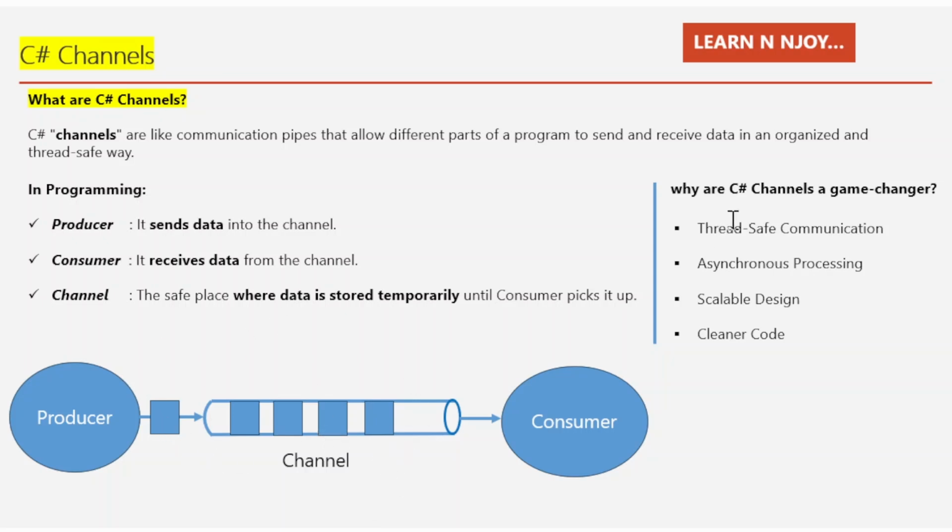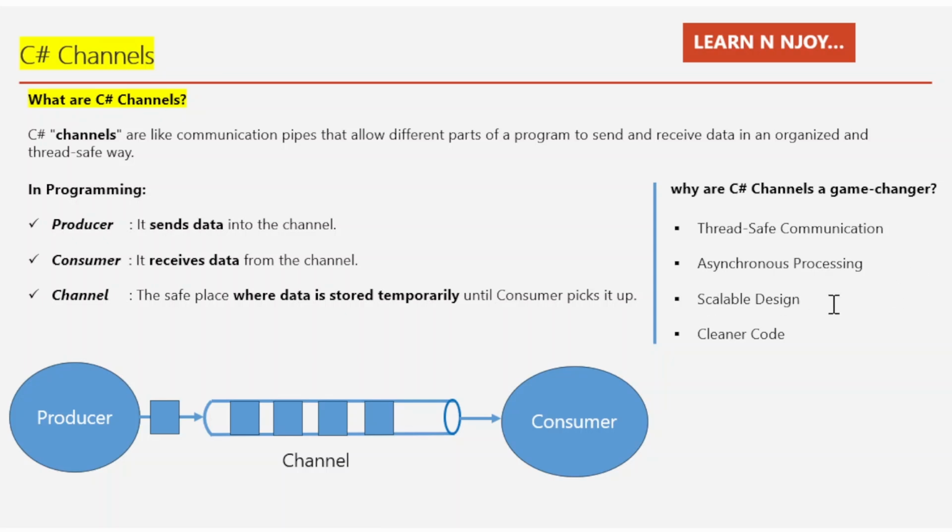Okay, so now let's discuss why C# channels are a game changer. There are various reasons behind it. Number one reason is thread-safe communication. With this, there is no need to manage complex locking mechanisms because channels automatically handle concurrency. Second reason is asynchronous processing. So producer and consumer can work independently without blocking each other.